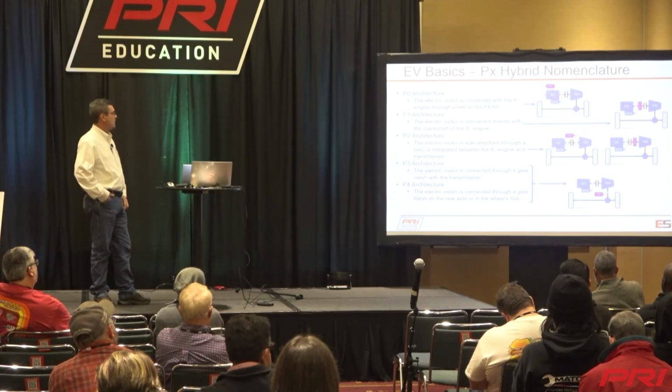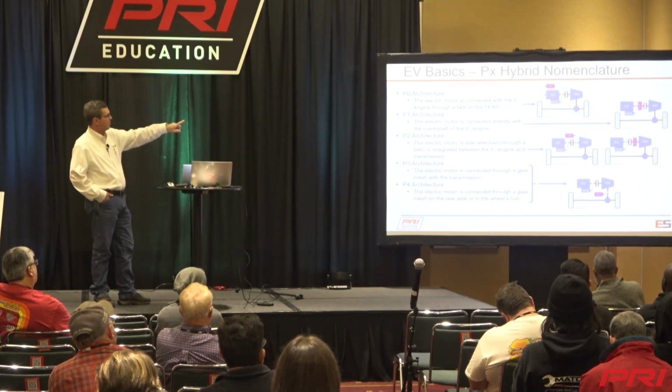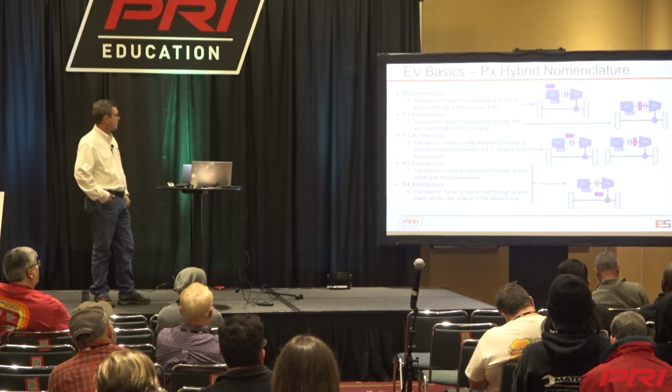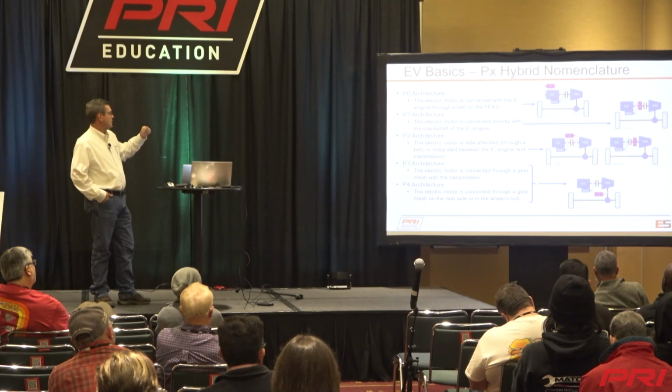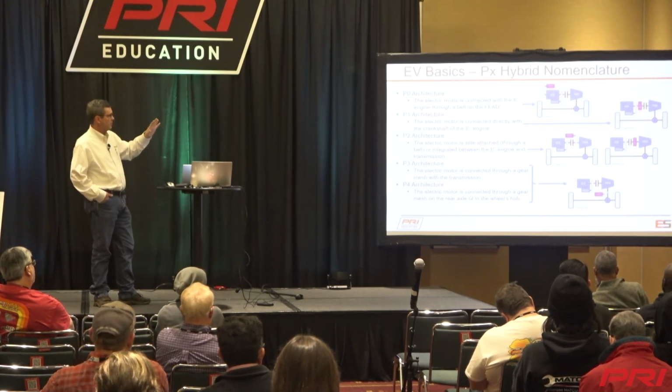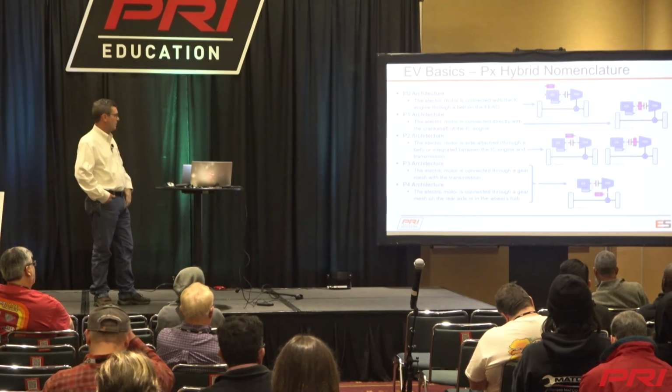P1 architecture, the electric motor is connected directly to the crankshaft. You can see the picture way over there on your right. It's in line, right behind the engine, but before the clutch and transmission. P2 architecture, the electric motor has a couple of options. It's either side attached through a belt. It's after the engine though, after the clutch. Or it's integrated between the engine and the transmission. So it's before the transmission, but you can attach it a couple of different ways.